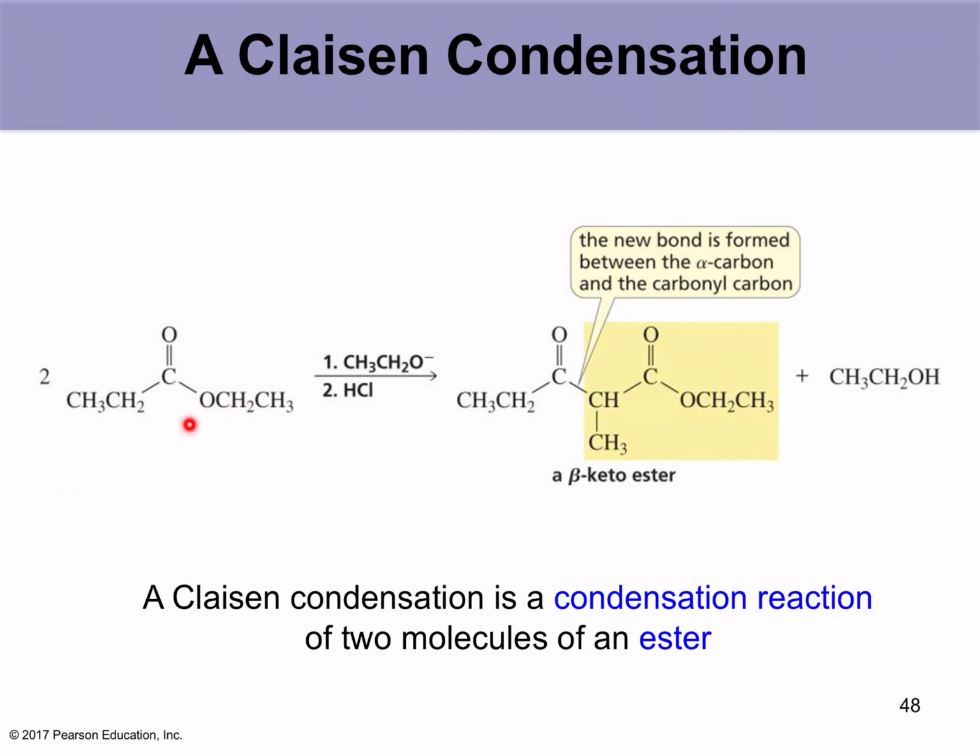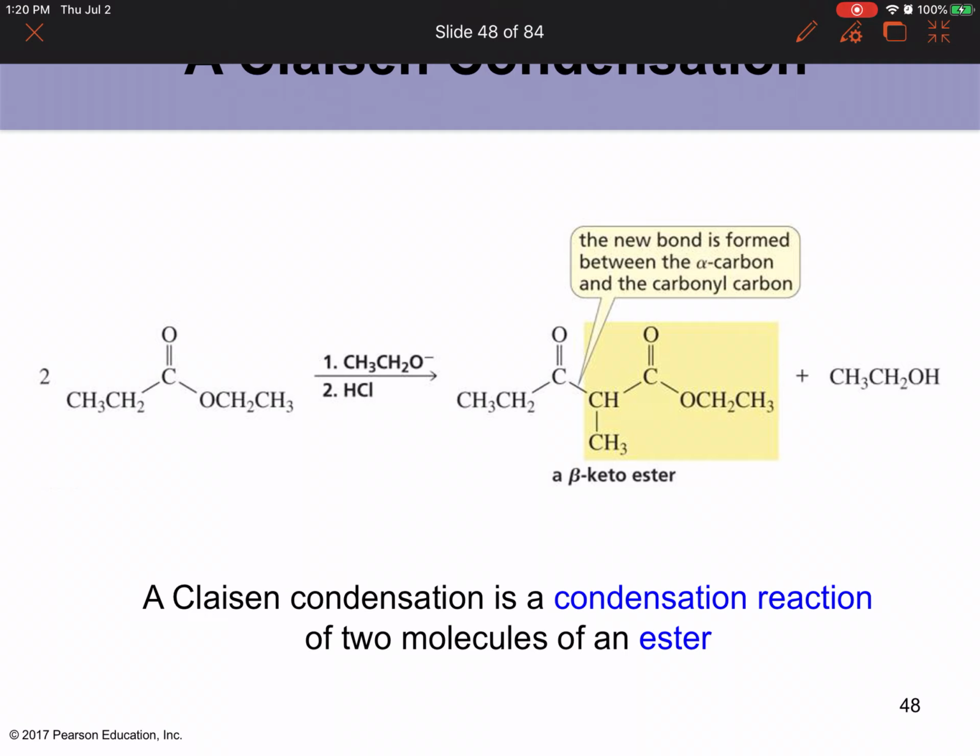So if you have two molecules of these in the presence of a base such as ethoxide, and then in the second step you're adding hydrochloric acid, we're going to form a beta keto ester. So here you have an ester. This is the ester functional group, and if we label the alpha and beta carbons, this is alpha and this is beta. In the beta position we have a keto group, and this is an ester functional group, so we call it a beta keto ester.